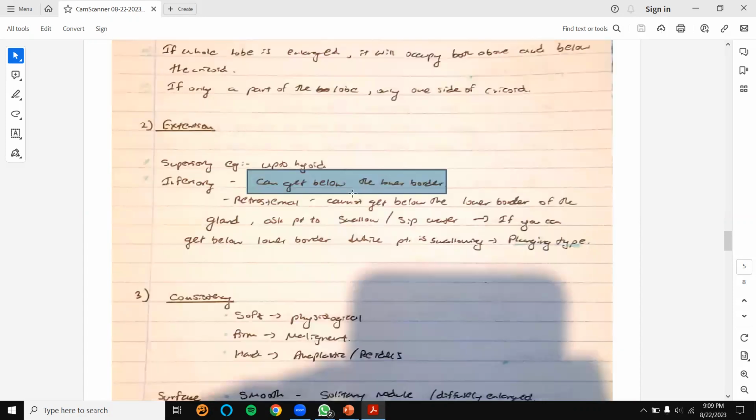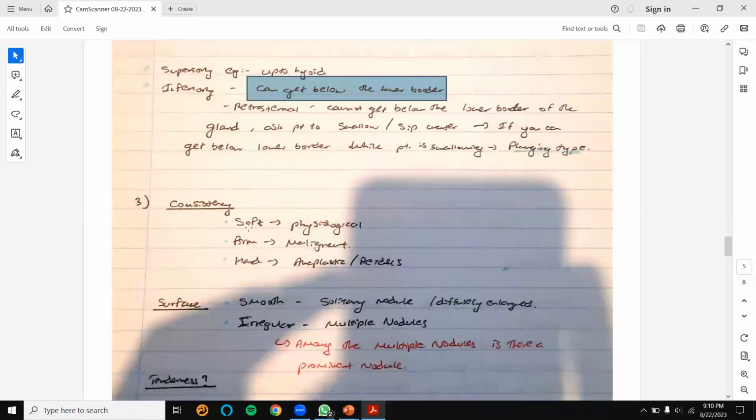If you can't get below the lower border, that means there is retrosternal extension. Then you ask the patient to swallow. If you still can't get below the lower border, that means the retrosternal extension is much more. Okay, so you get a basic idea with that.